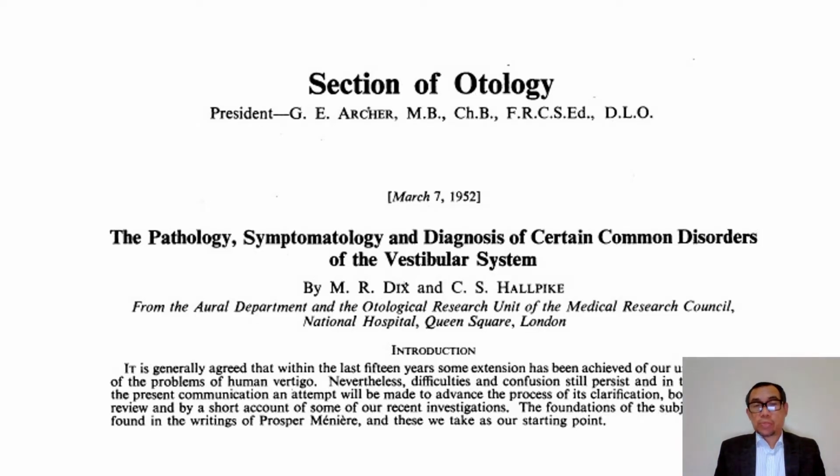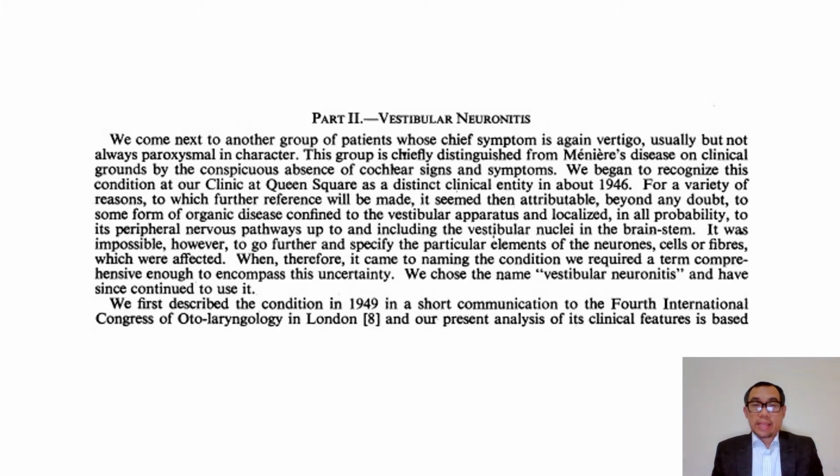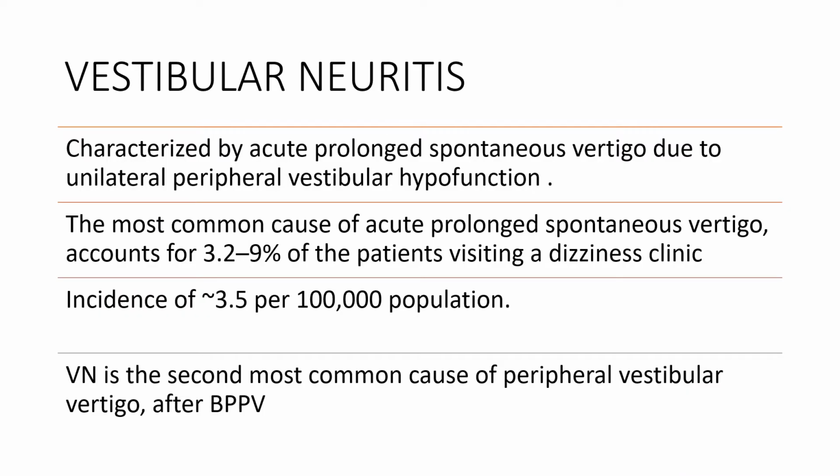Vestibular neuritis, also called vestibular neuronitis. The term vestibular neuronitis was first coined in 1952 by Dix and Hallpike. They described a clinical entity characterized by vertigo with the absence of cochlear signs and symptoms. Now we describe vestibular neuritis as a condition characterized by acute prolonged spontaneous vertigo due to unilateral peripheral vestibular hypofunction.